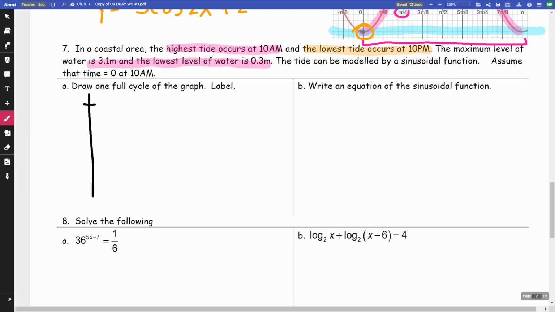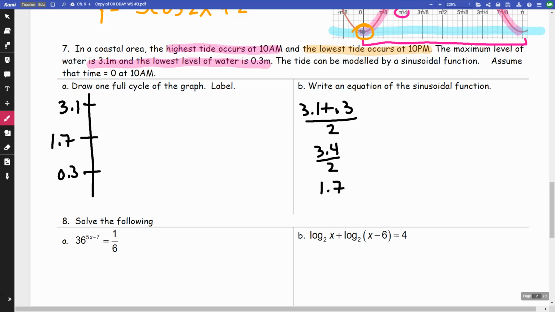The highest water level is going to be 3.5. The lowest water level is going to be 0.3. And then we need to figure out halfway in between. So to do that, I'm going to add 0.3 plus 3.1 plus 0.3 divided by 2. So I'm going to end up with 3.4 divided by 2, which is going to be a 1.7. So this is going to be a 1.7.